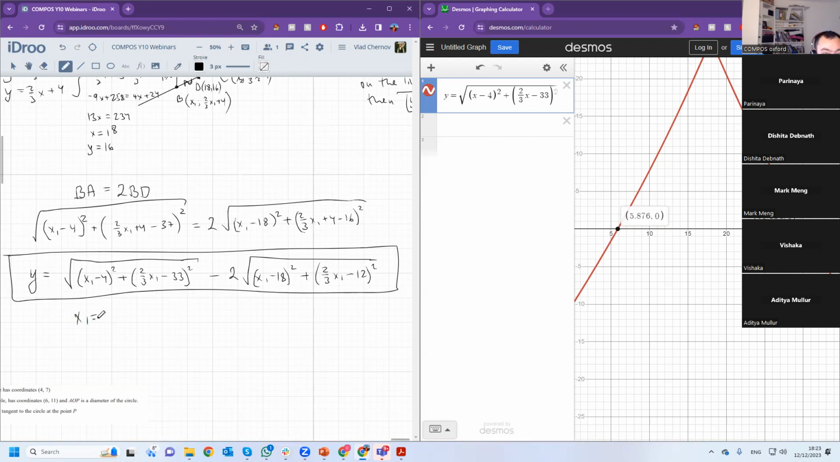So x1 is 5.876 or x1 is 30.124. It's plus 4 minus 37. Plus 4 minus 37 is minus 33, I believe.